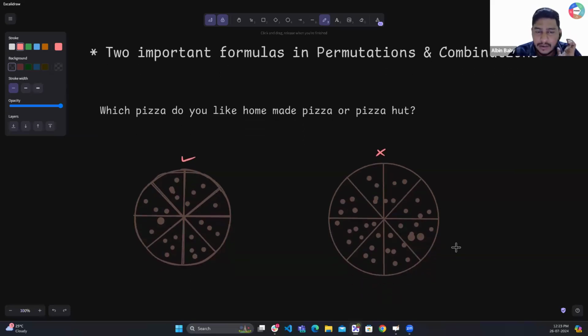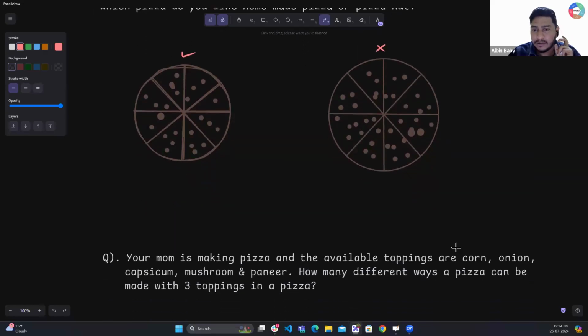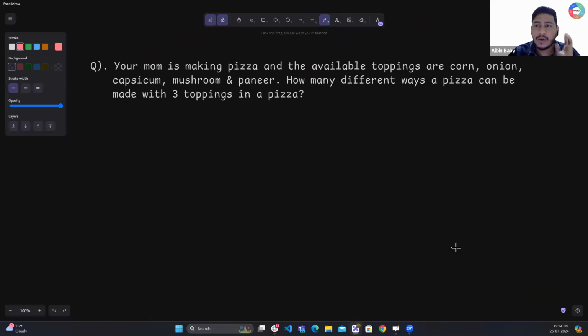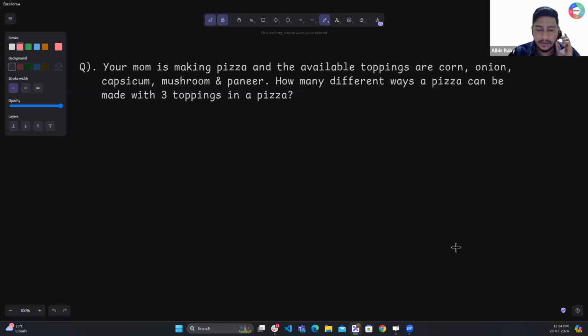Okay, all right. So now let me ask you one question, guys. Let's say your mom is making pizza, and the available toppings are corn, onion, capsicum, mushroom, and paneer. Five types of toppings you have at your home. Now you ask your mom to add only three toppings in a pizza, because if you add all five toppings, it feels really bad, right?